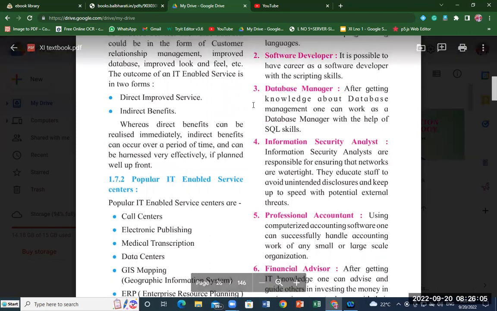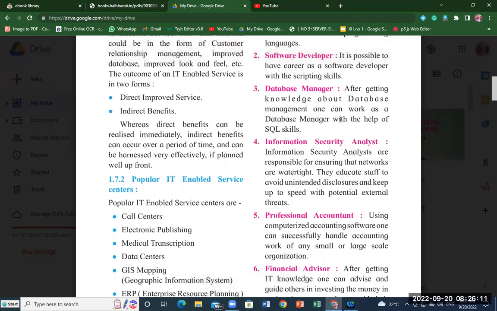Database manager. After getting knowledge about database management, one can work as a database manager with the help of SQL skills. You should know the database skills. You should know the database concepts, right? Most of the people know just a few things about databases. But if you want to be a database manager, managing everything, you should go to the core of the database.